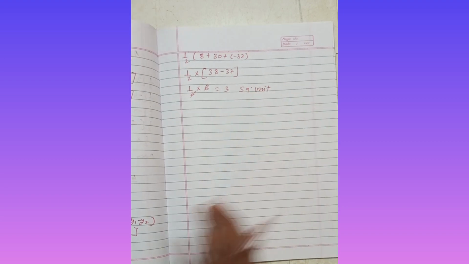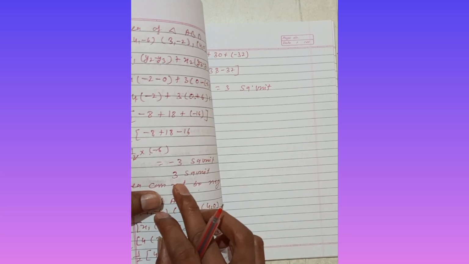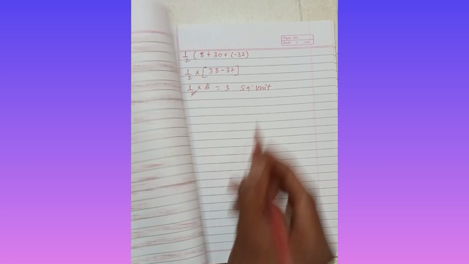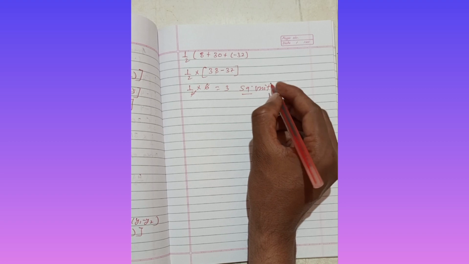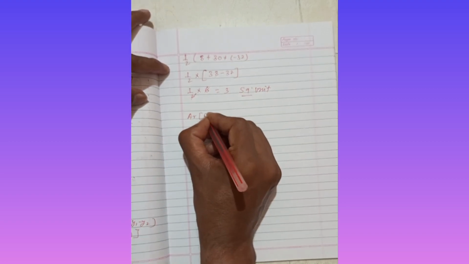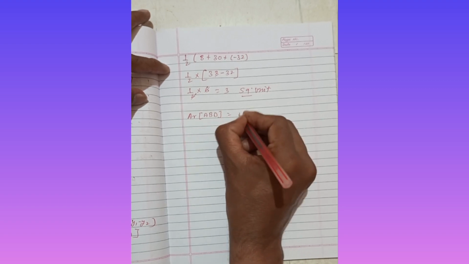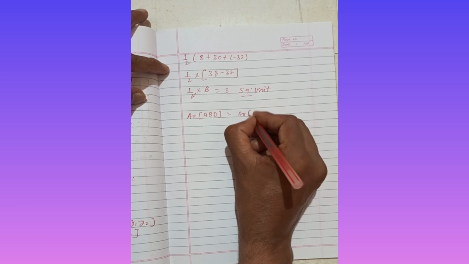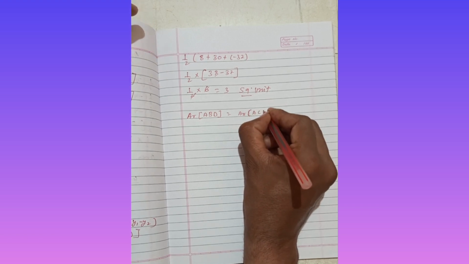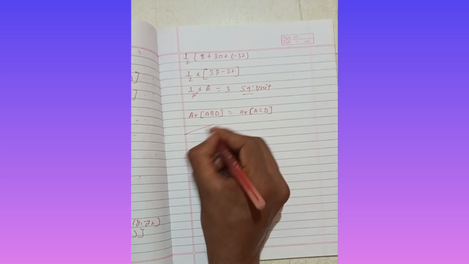Now we see that the earlier one also came 3 square unit, and this also 3 square unit. Hence it is proved: the area of triangle ABD is equal to the area of triangle ACD. We learned that a median divides the triangle into 2 equal areas, and hence it is proved, and the exercise is also completed.